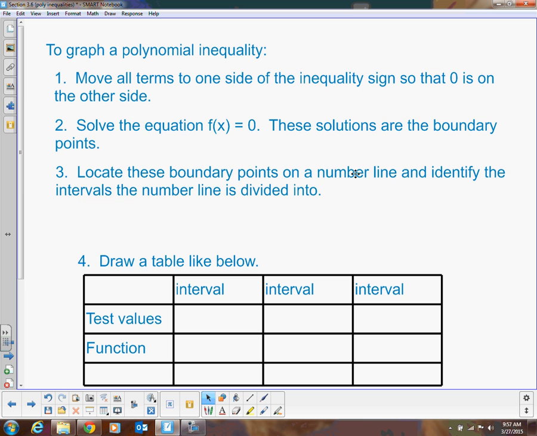Locate these boundary points on the number line, identify the intervals the number line is divided into. This is kind of like domain when we had an even table.